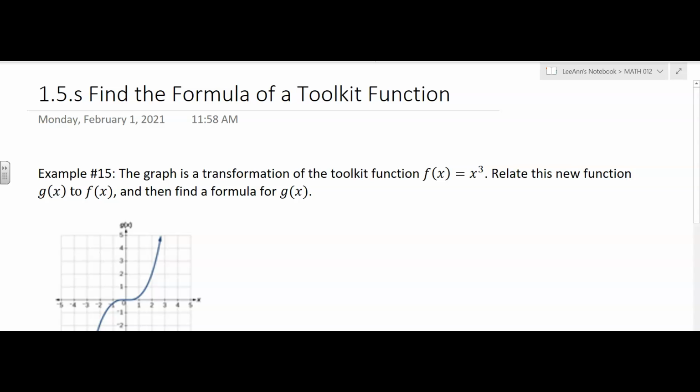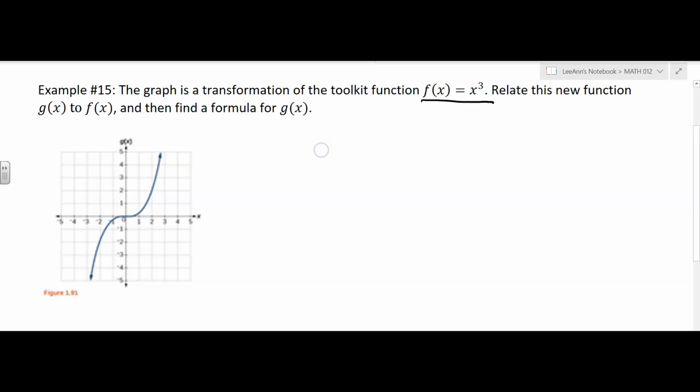Okay, so in this video, it says find the formula of a toolkit function, and it's undergone either a stretch or a compression. So in this example, here's the function. That's the toolkit function. So we look at it and we look at the picture they give us here. Now this is g of x.